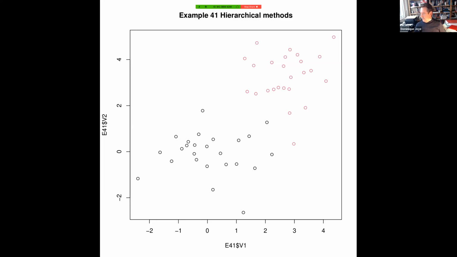So if you look at my example there, you see that you have some points which are in red, in the upper right corner, and some points which are in black in the other corner. In fact, these are two distributions that were generated with different parameters. And the question will be, which method will be good in order to recover this structure?